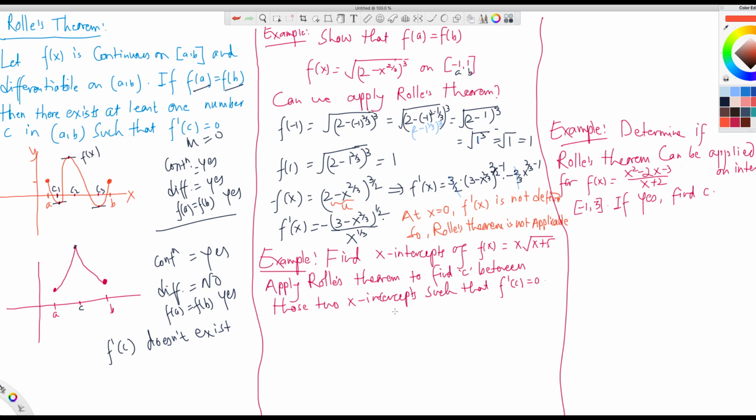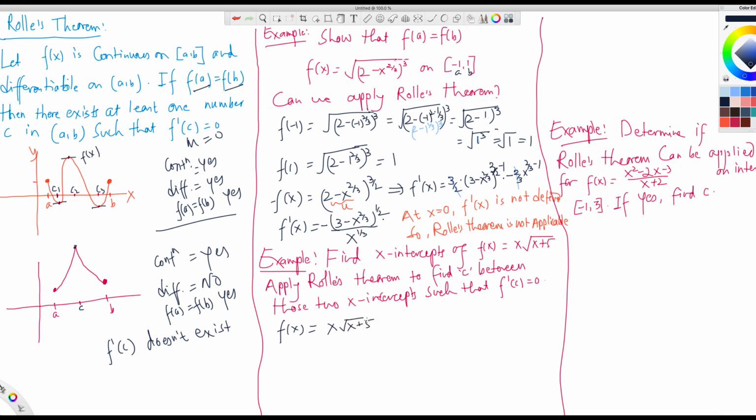Let's do another example. Find the x-intercepts of f(x) equals x times root under x plus 5, and apply Rolle's theorem to find c between those x-intercepts such that f prime of c equals 0. So again, a similar idea. What is given? f(x) is given as x times root under x plus 5, right?